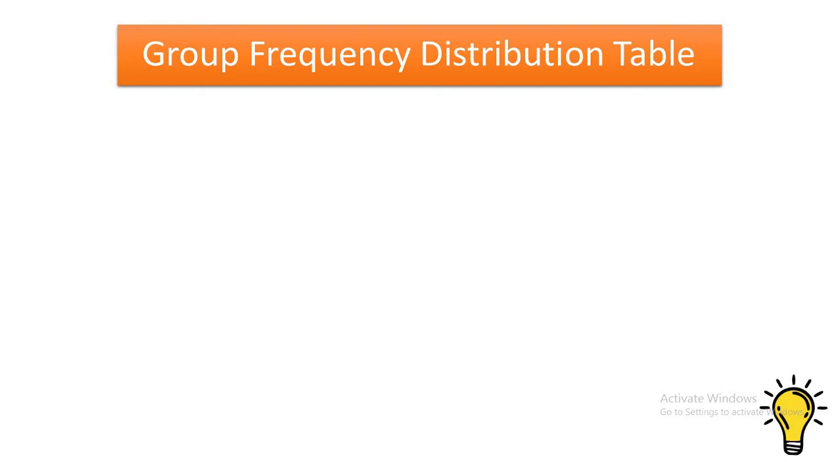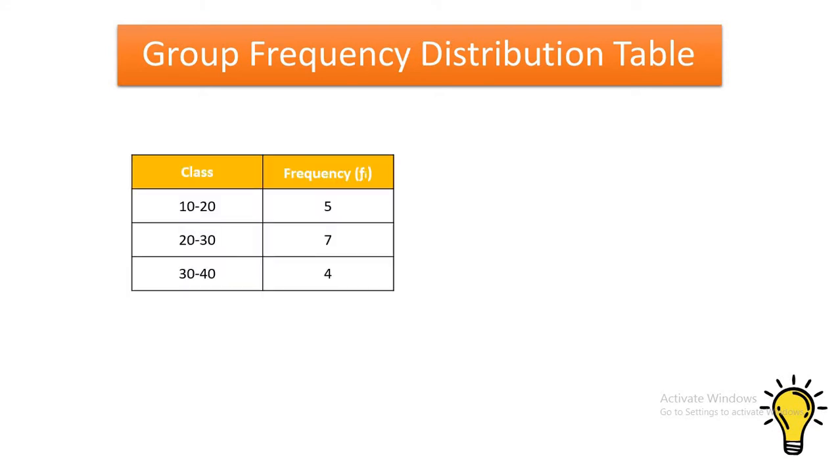Let's take a very simple example. Let's say in your society you want to study the age groups and find out how many people fall in each age group. You want to find out how many people in your society are in the age group of 10 to 20, 20 to 30 and 30 to 40. And you found that there are 5 people in the age group of 10 to 20, 7 people in the age group of 20 to 30 and 4 in the age group of 30 to 40.